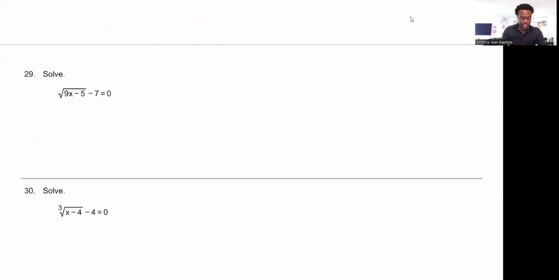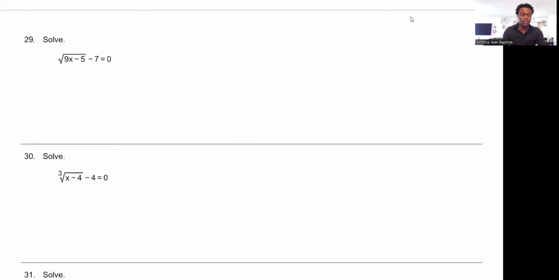The next question is to solve the equation: the square root of 9x minus 5, minus 7, equals 0. So we know that we're solving a radical equation because we see clearly that we have the radical. Step one is to isolate the radical. So in this case, to isolate the radical, we need to add 7 on both sides. That cancels this 7 on this side. And then you have the square root of 9x minus 5 equals 7.